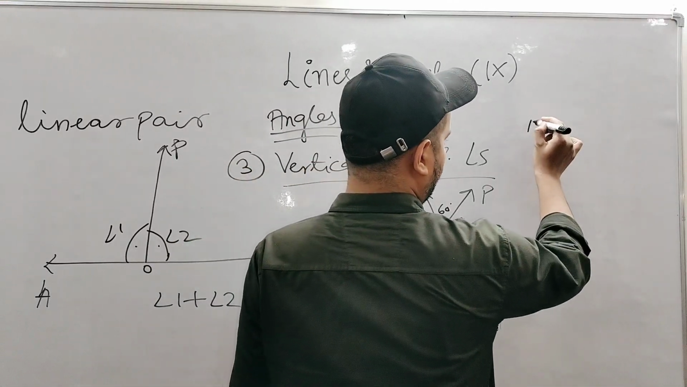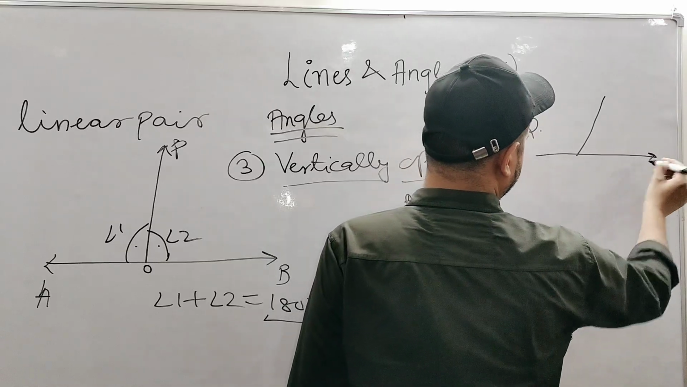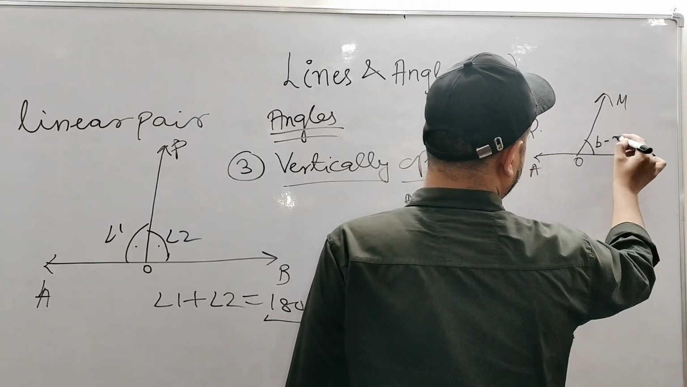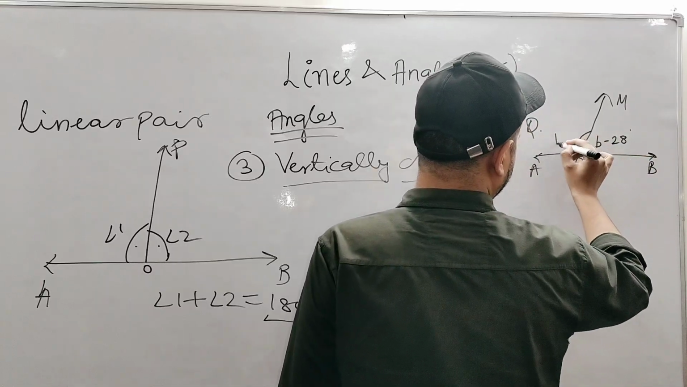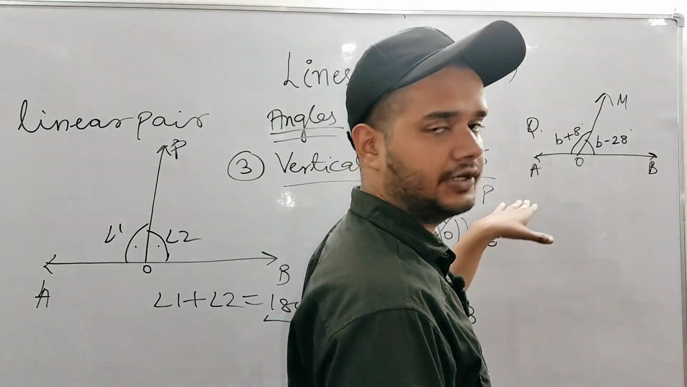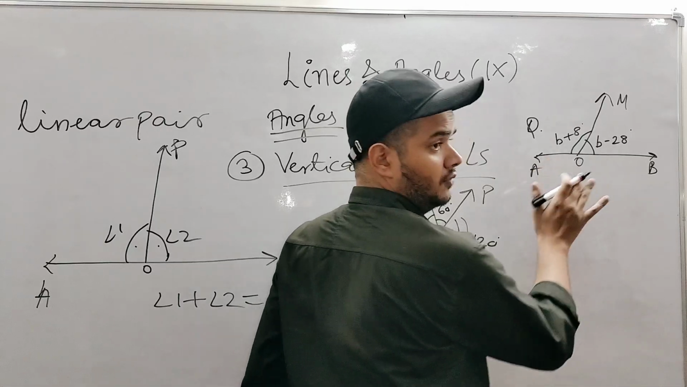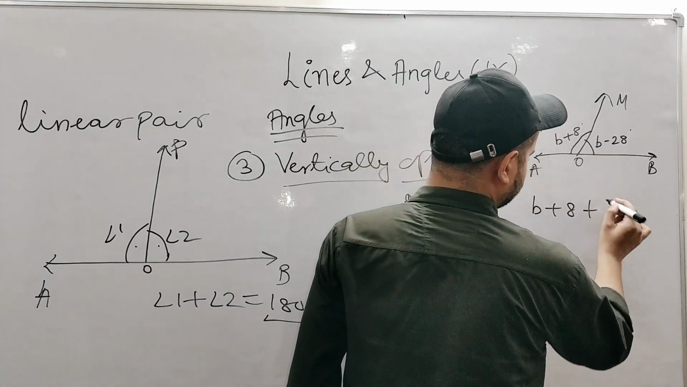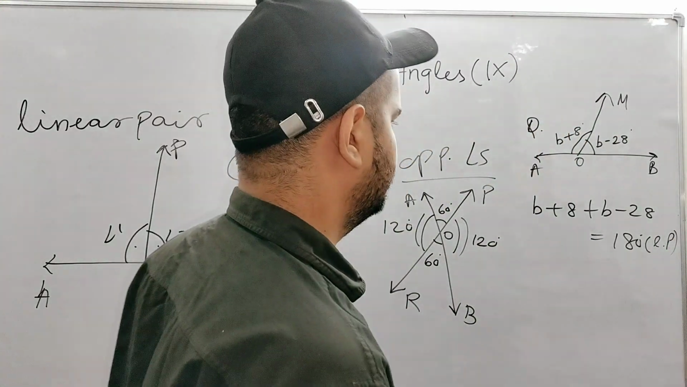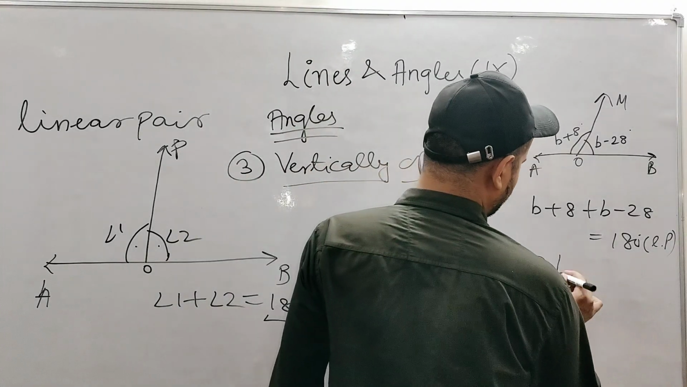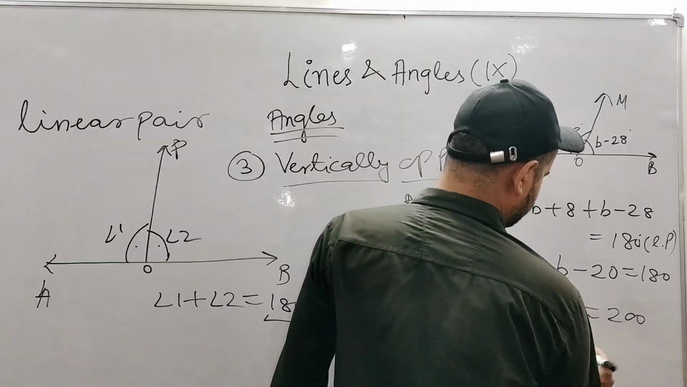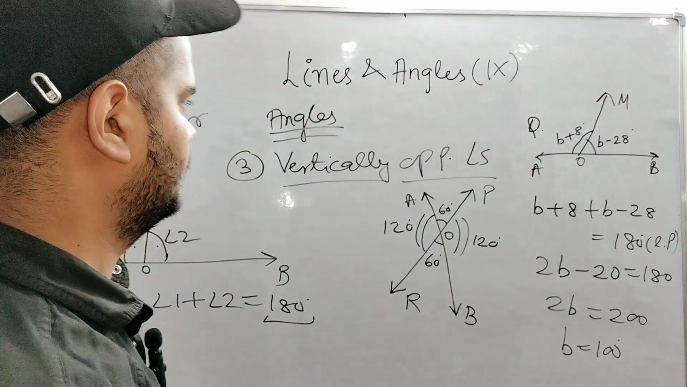Like for example, we have a question. We have to find the value of B. Now this is a straight line and these two are rays. So this forms linear pair. So on solving it, we get B plus 8 plus B minus 28 is equal to 180 degree. So this is 2B minus 20 is equal to 180. 2B is equal to 200. B is equal to 100 degree. Okay, note it down.